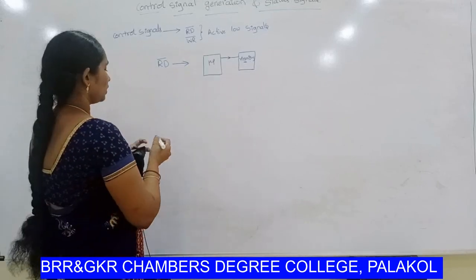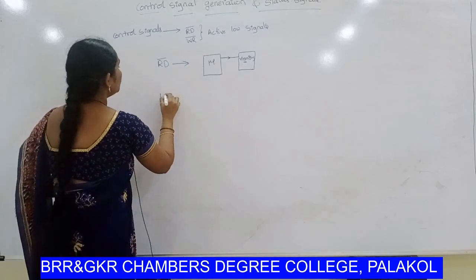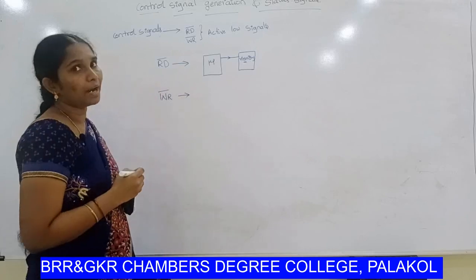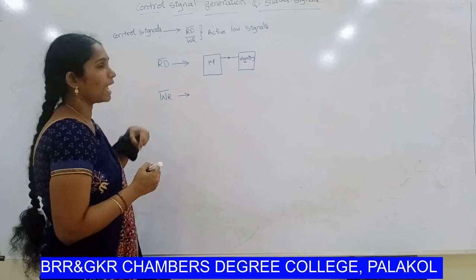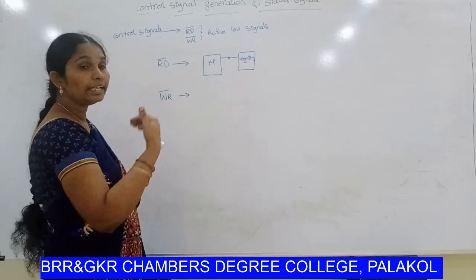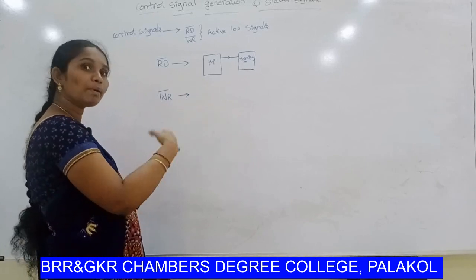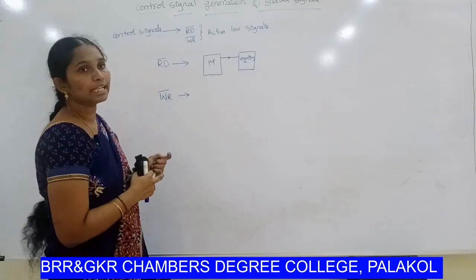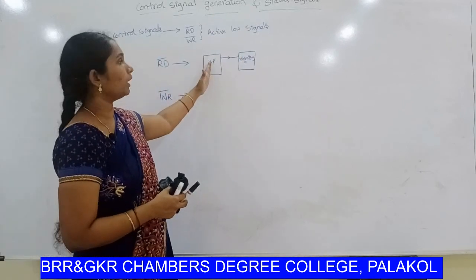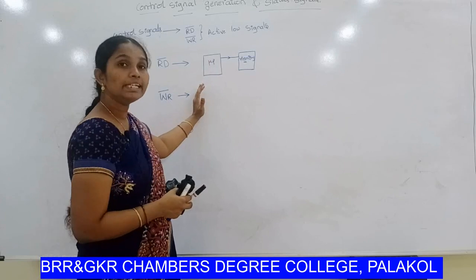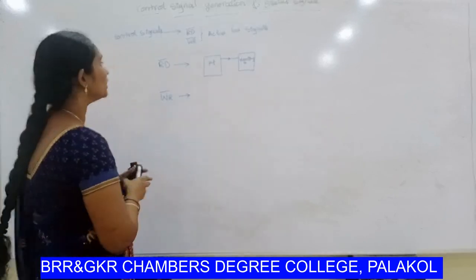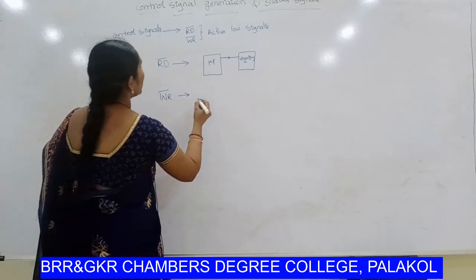And W bar is nothing but write bar. So it is also an active low signal. Reading is nothing but peripherals to microprocessor, and writing is nothing but microprocessor to peripherals. So that means here it will read the data.